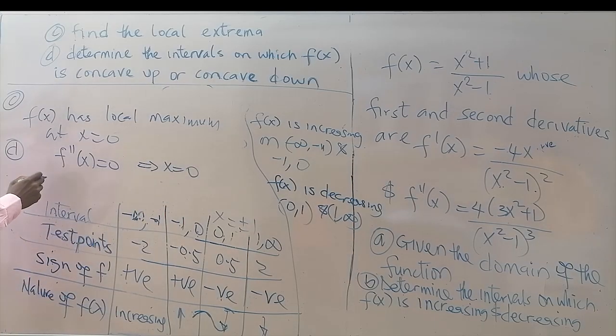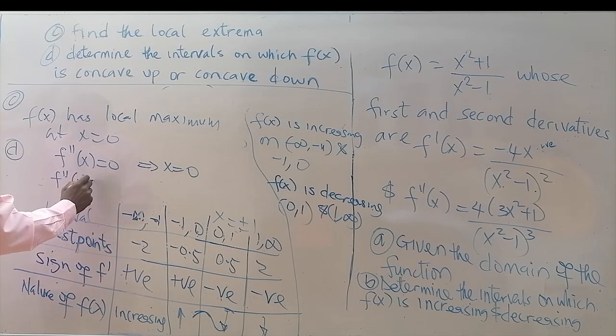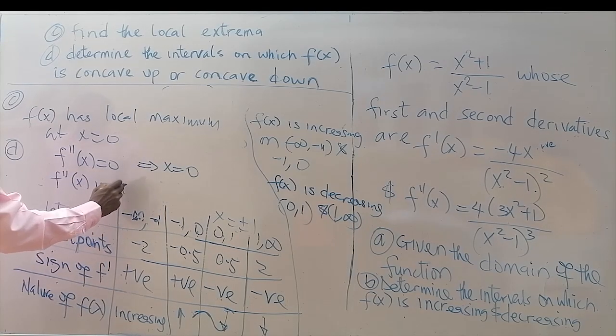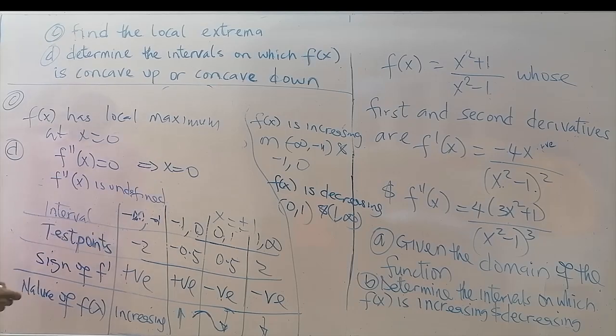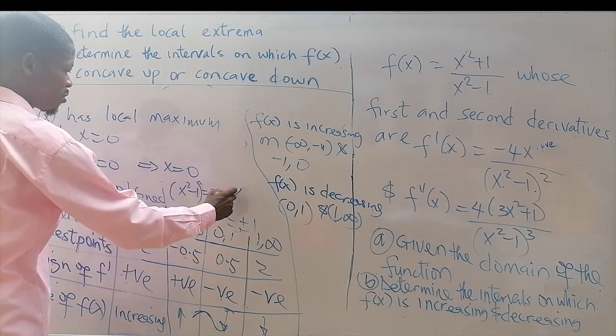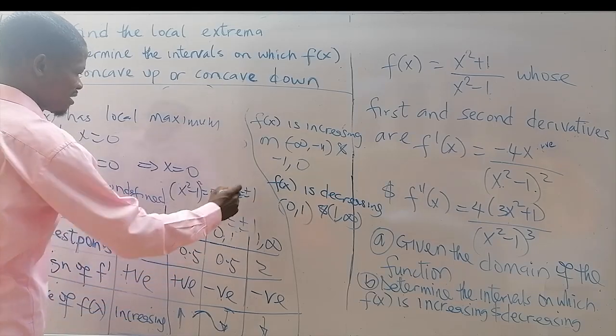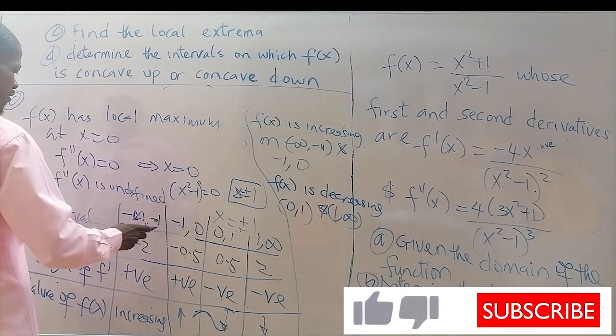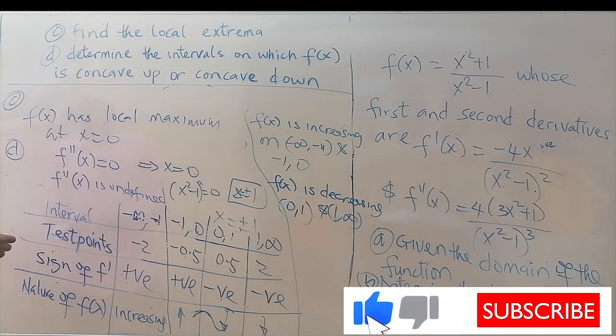At the same time, we can also get more points where the second derivative is undefined. If it's equal to infinity, that means the denominator will be equal to 0, and that will give us plus or minus 1. This is not in the domain, but we're going to use it for our table to get the concavity.